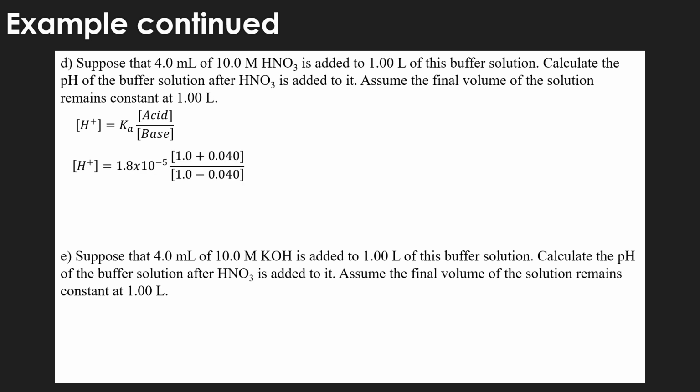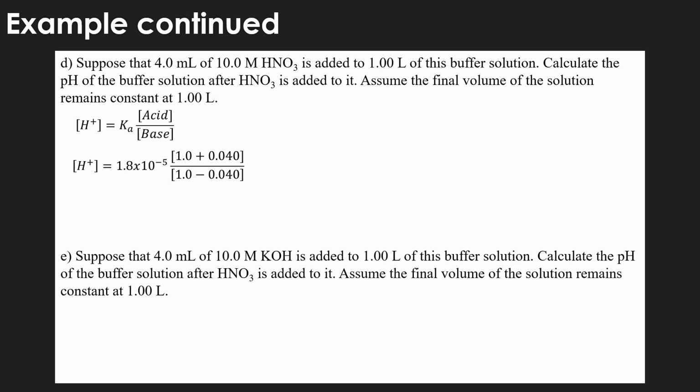So we're still going to use that same equation, Ka of the acid over base. We've got our Ka value, and this is where we're going to do a little adjusting. We had a 1 mole to 1 mole ratio, but we're adding more acid. So on the top is our acid, 4 milliliters times 10 molar. If we change our milliliters to liters and then multiply by our molarity, we get 0.04.